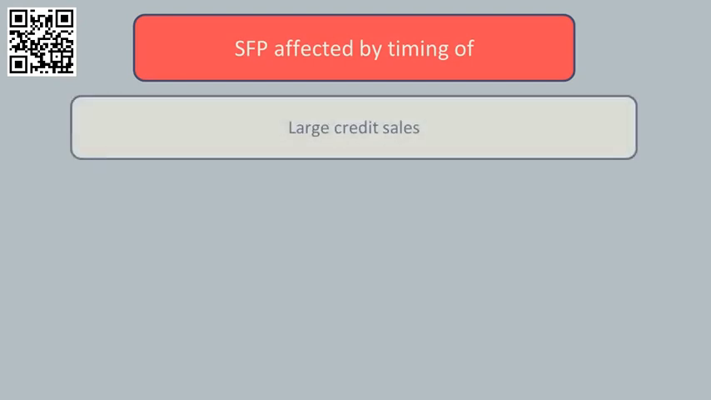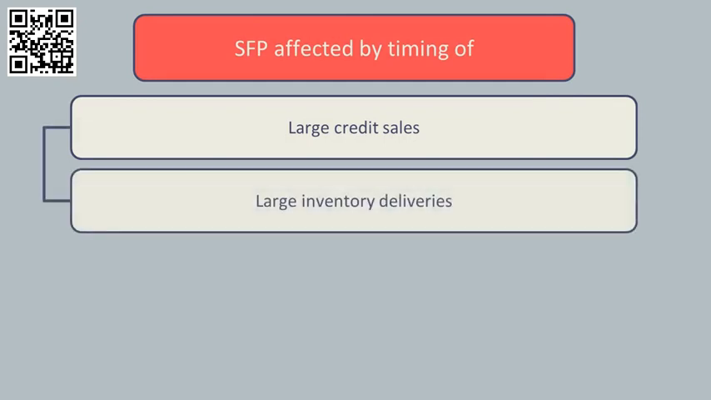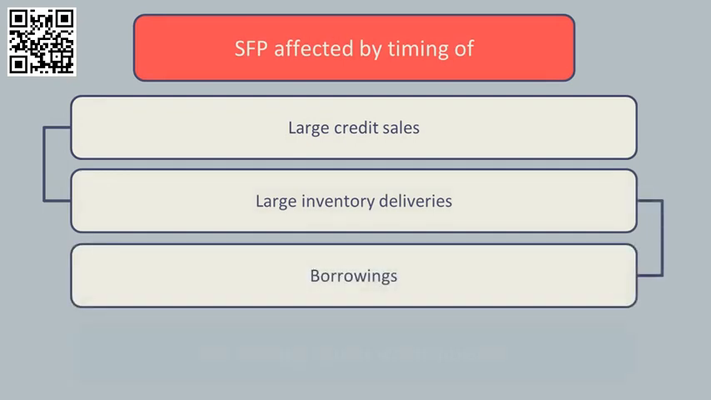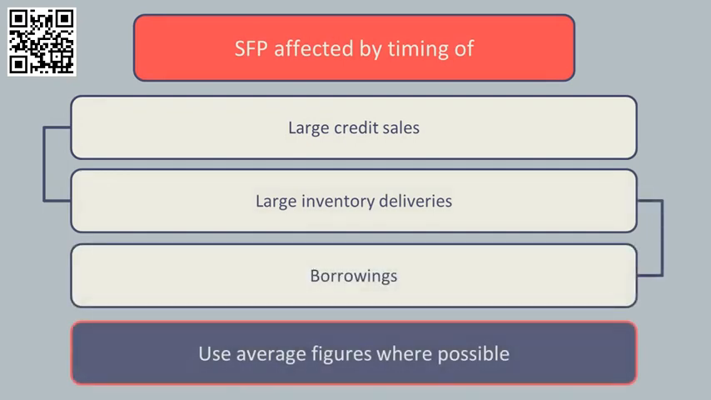E.g., if a company made a large one-off credit sale just before the financial year end, the trade receivables would be abnormally high. Or maybe a company has a large inventory delivery just before the financial year end, resulting in abnormally high inventory holdings. Where there is sufficient detail in a question, average figures from the statement of financial position should be used, e.g., add the opening balance to the closing balance and divide by 2.